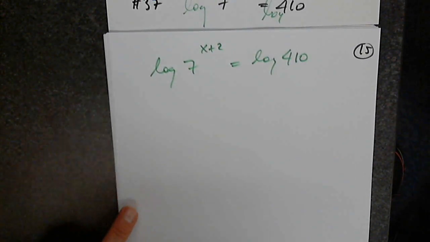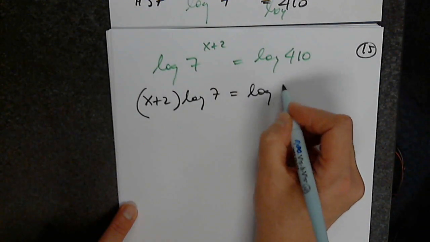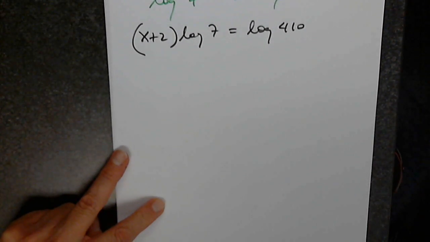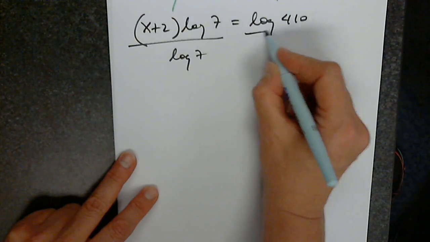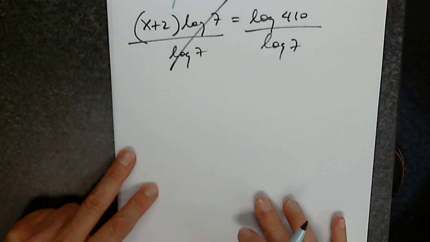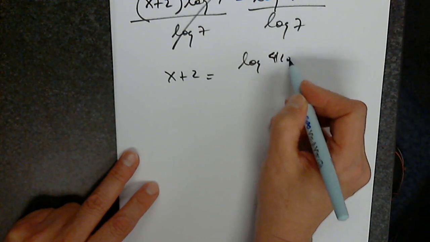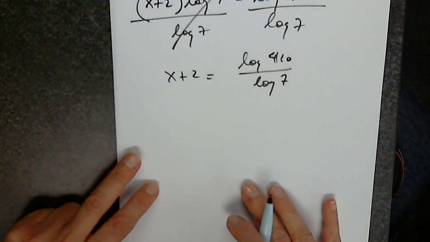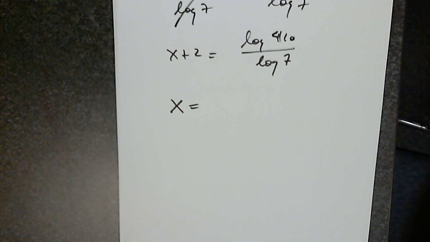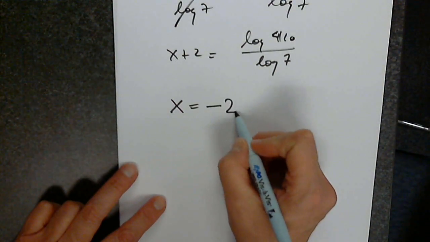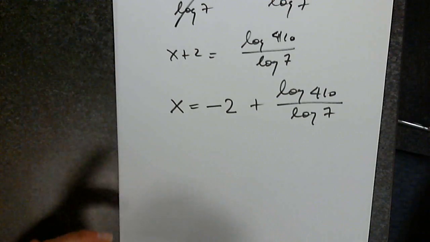But in parentheses, this is the key. x plus 2 in parentheses, log 7 equals log 410. And yes, I will divide both sides by this number. Let's write it like this time. This goes away. And then you have x plus 2 equals log 410 over log 7. And what will be the very last step towards solving for x? No, I cannot divide. Yes, I subtract 2 from both sides. x equals log 410 over log 7 minus 2.